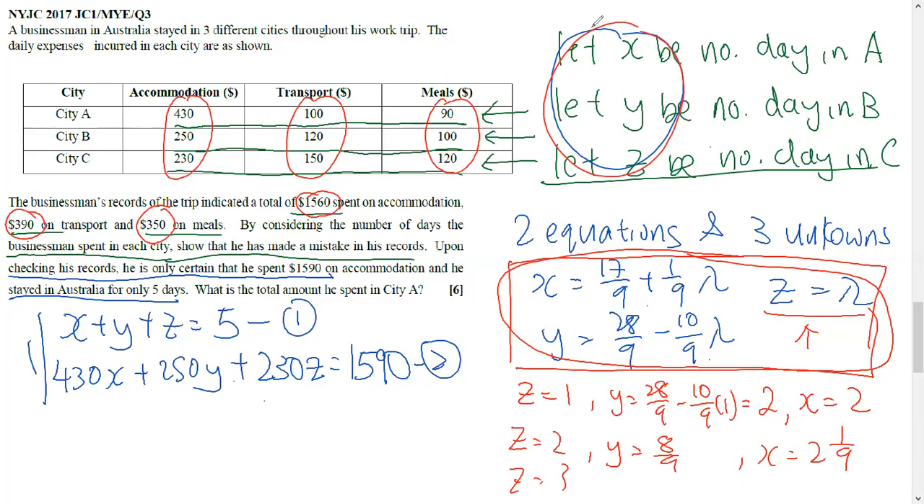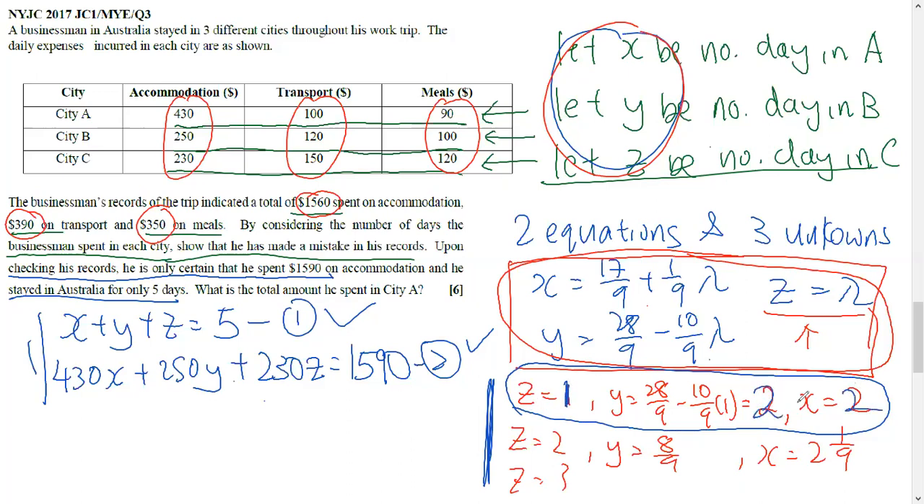Don't forget, all these equations are possible. All these will satisfy equations 1 and 2. If you add them up, it should give you 5. If you multiply them with the constants, you get 1590. But today, only the first one will satisfy. You can generate as many as possible, but you realize that only the first one will satisfy, because the first one has all integer values, 1, 2, 2. So only the first one satisfies my criteria.